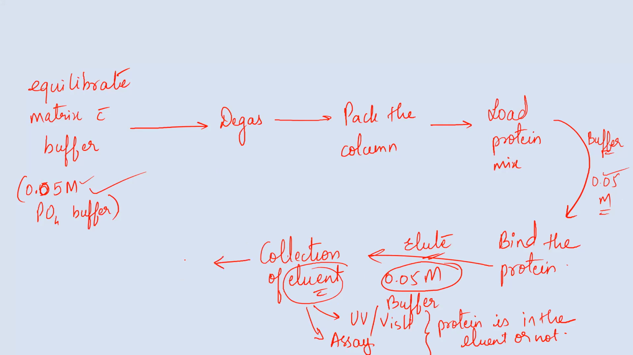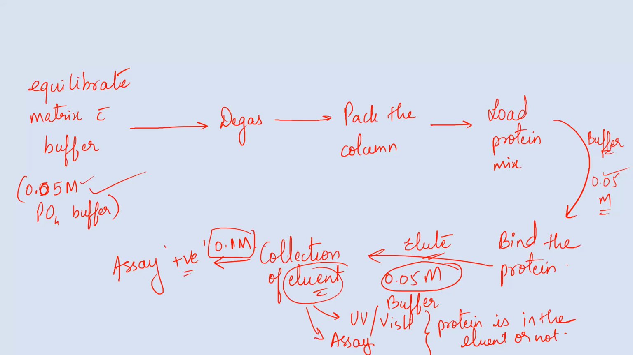So then what do you do? You increase the strength, say, to 0.1 molar. You double the strength now. And when you pass this 0.1 molar buffer through your column, then you start again collecting the eluent in the test tubes. When you assay, you will see the assay is positive. So it means that by increasing the strength of the buffer, the protein came out of the column.